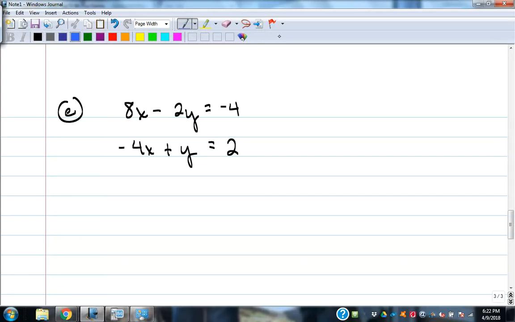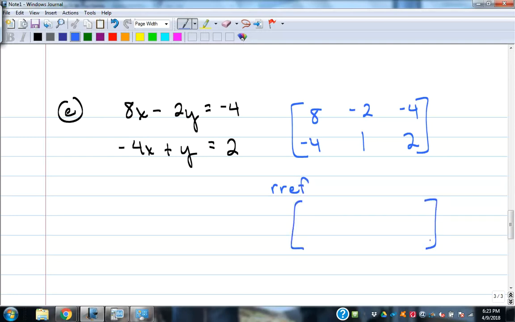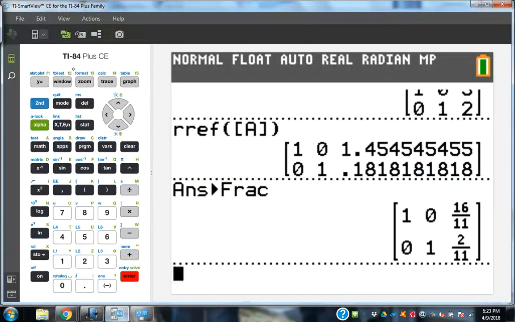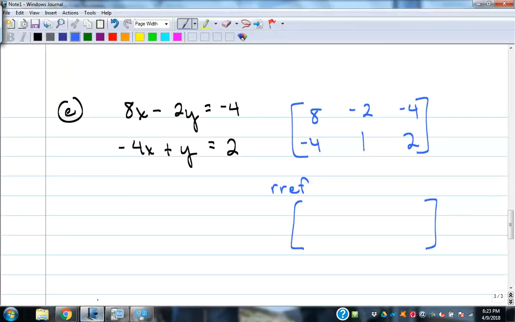Is that in the right order and set up to put in a matrix? Yeah, so we know we're going to have this matrix 8, -2, -4, -4. What's in front of y there? 1 and 2. So we're going to put that matrix in for a calculator and run RREF with it. And I want you to see what the matrix looks like at the end.